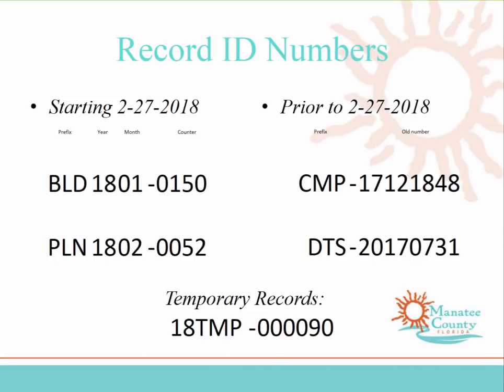You may also notice as you're working that there are temporary records, and a record is not actually given a number until it is fully submitted with the fees paid. So in a temporary state, whether you're still adding information or the fees have not been paid yet, the record number will be the current year, TMP, a dash, and then a counter. So these are the numbers that you need to start looking for as you get involved in our new online services system.